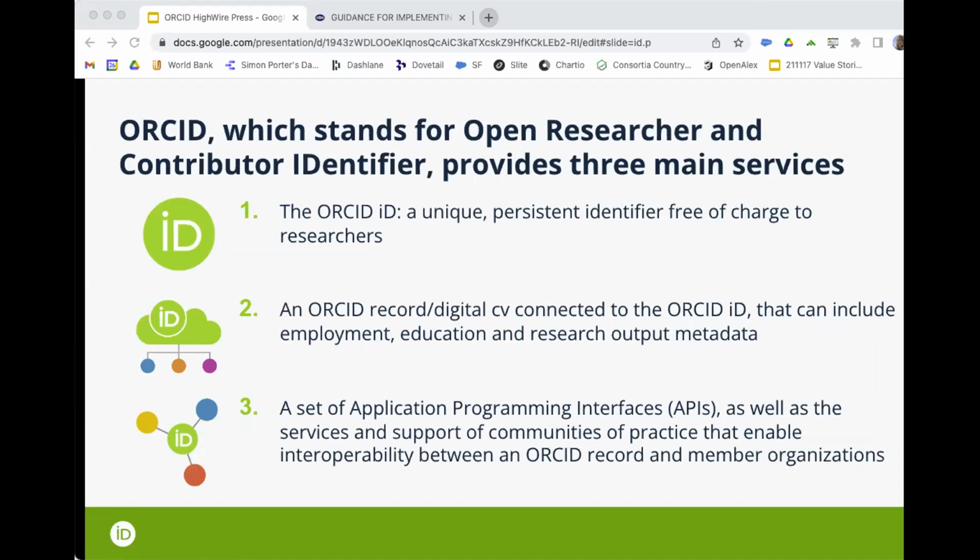Second, we provide a record, otherwise known as a digital CV or profile, to capture the researcher's research-related information. Third, we want the data to be used as much as possible in order to reduce the administrative burden on researchers. They don't have to rekey their data into various forms. We provide APIs so thousands of systems can transfer the data between an Orchid CV and the internal systems of research organizations like yours.